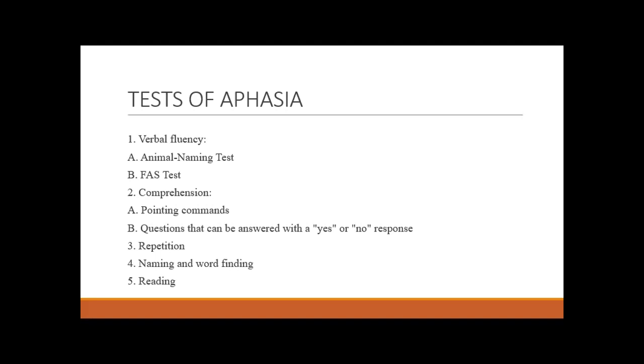Next, we have the FAS test. Now, in this, there are three separate timed word naming trials. We ask the patient to name as many words as possible with the letters F, A, and S, again in a time span of around 60 seconds. A normal patient will be able to tell about 56 to 60 words. And again, if the number of words spoken by the patient is less than 10, it will be decreased verbal fluency.